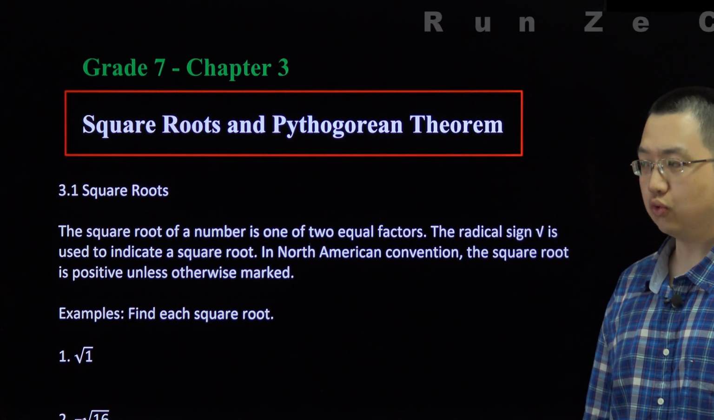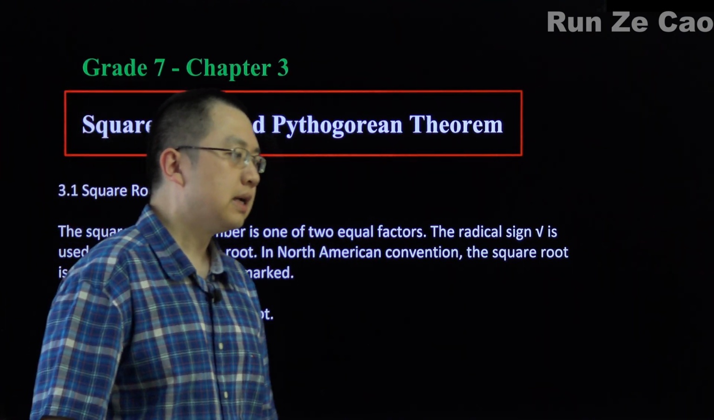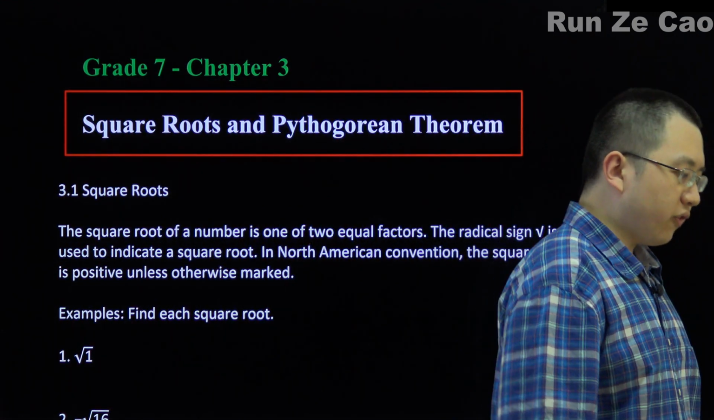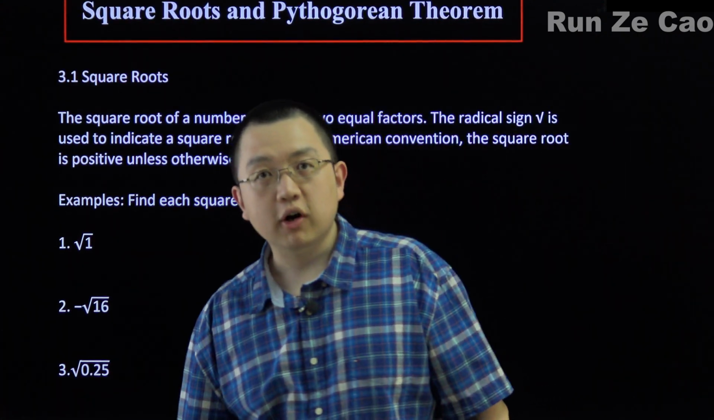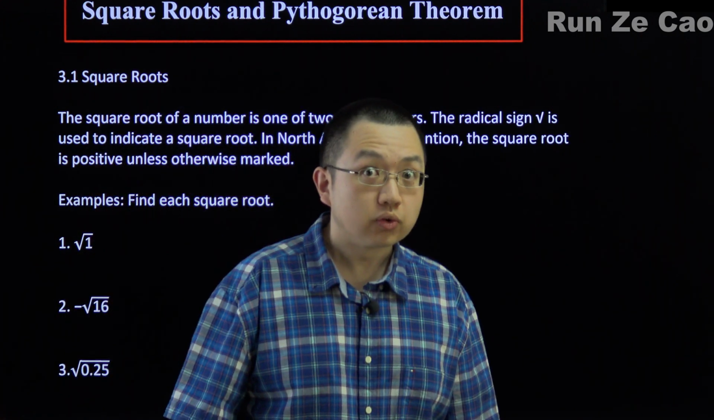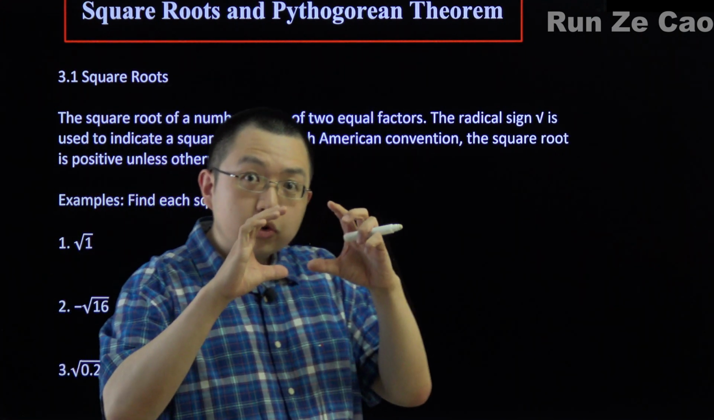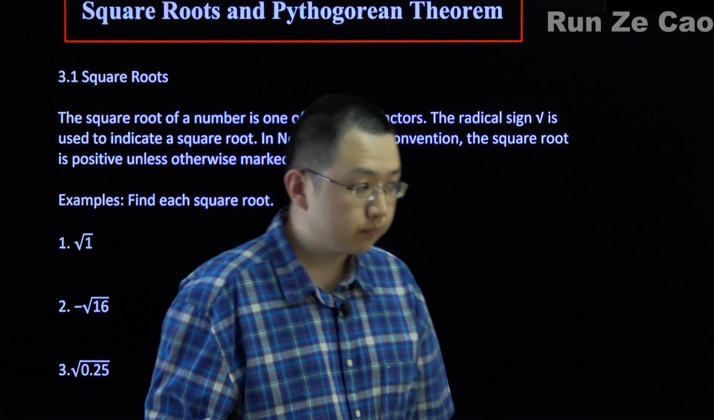This chapter we get to talk about square roots and the Pythagorean theorem. The square root of a number is one of two equal factors. If you divide a number by its square root, you get its square root. The square root multiplied by itself gives the number.